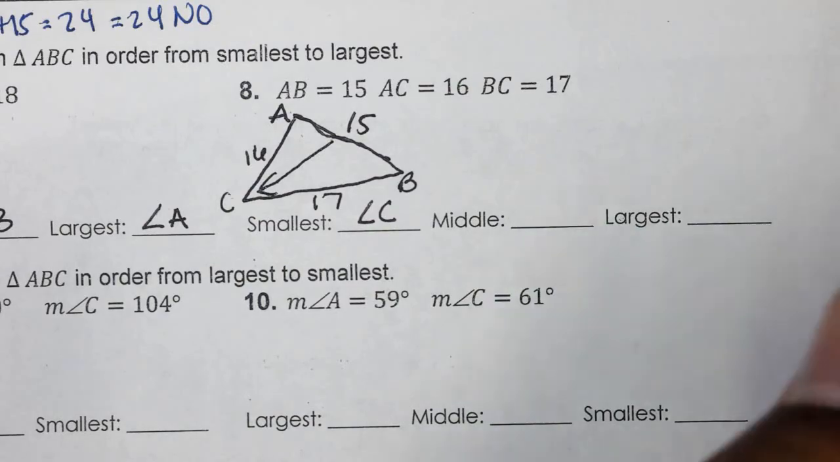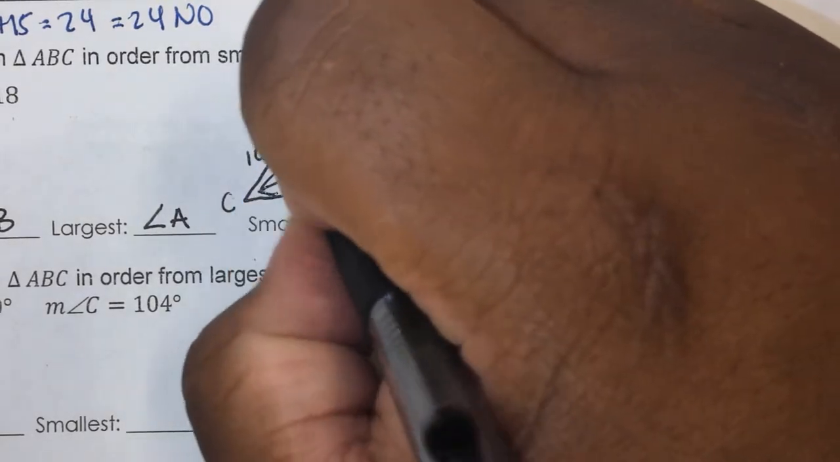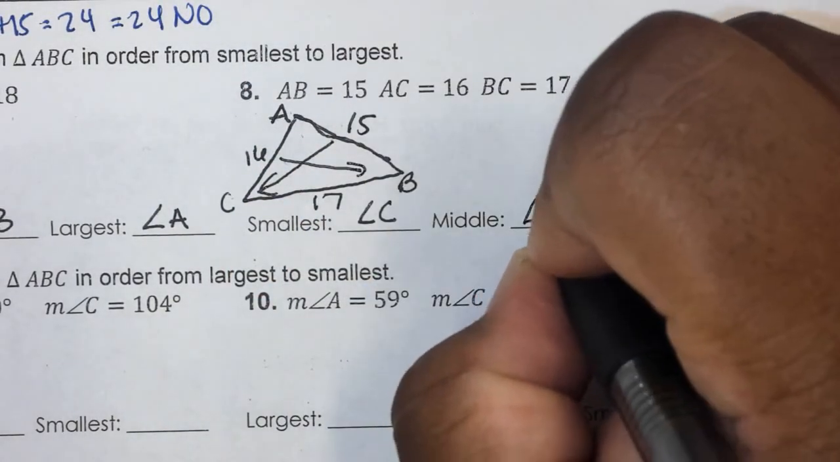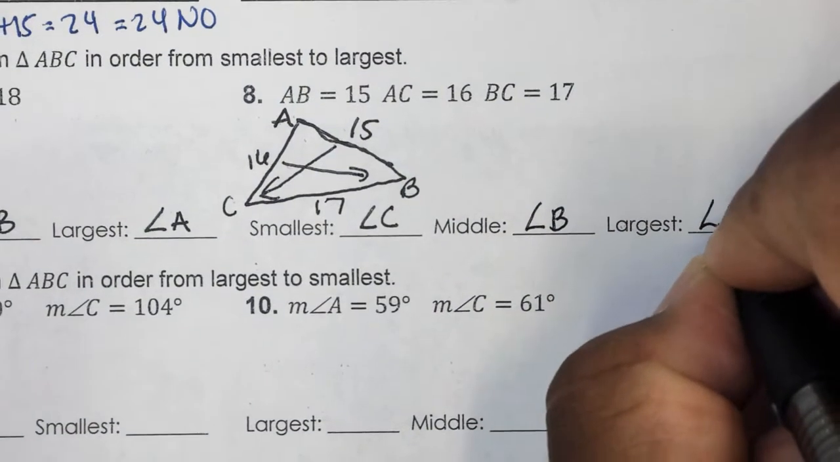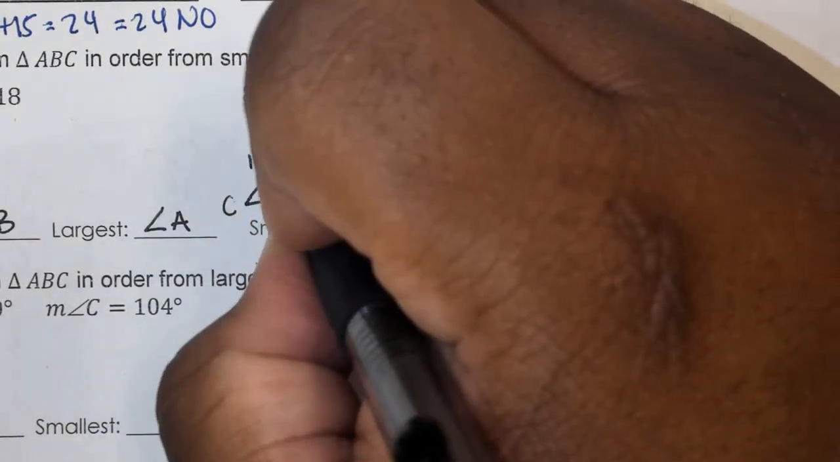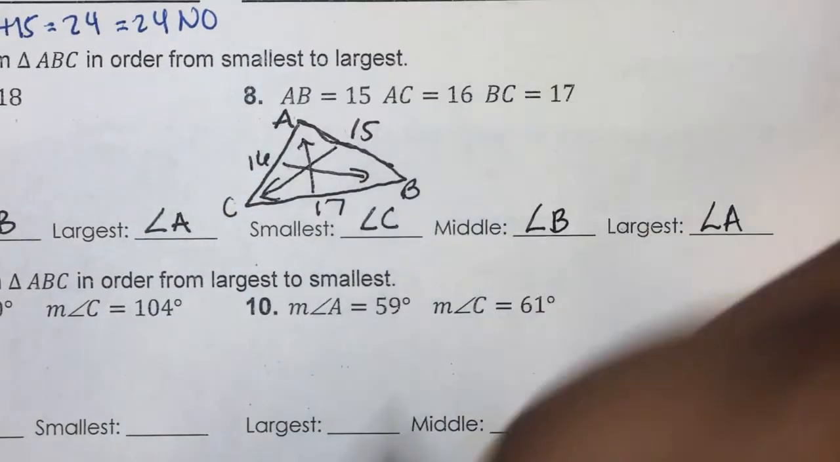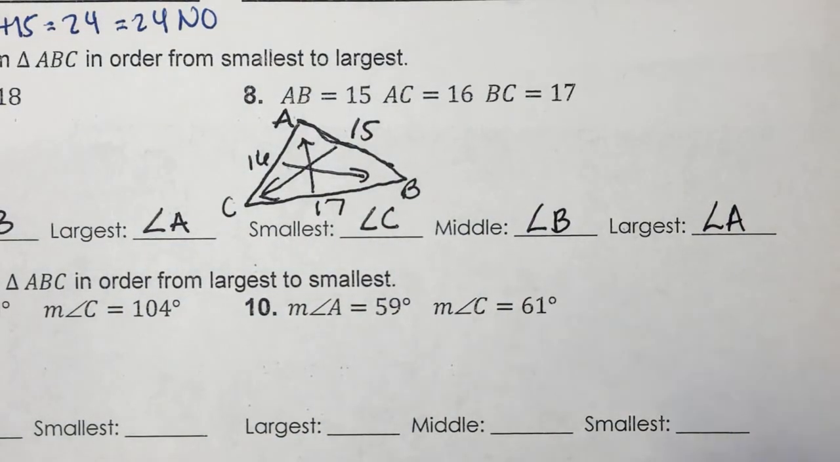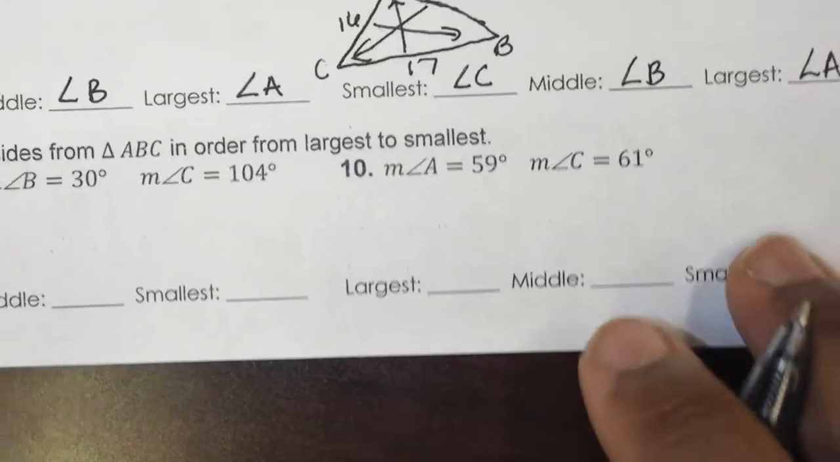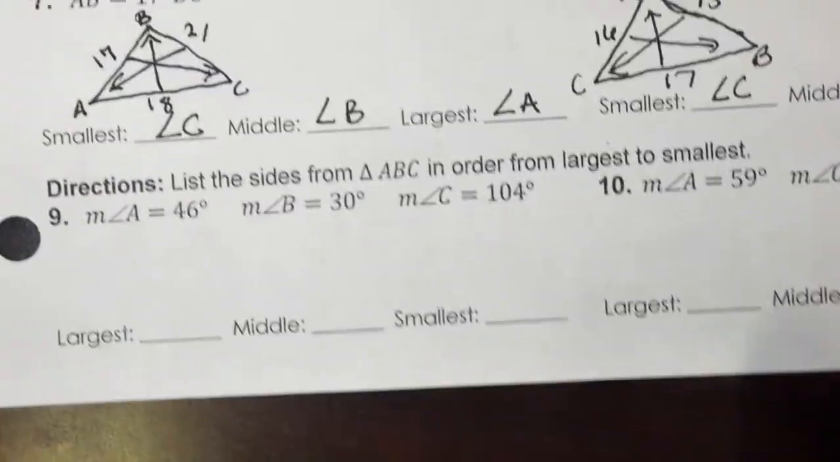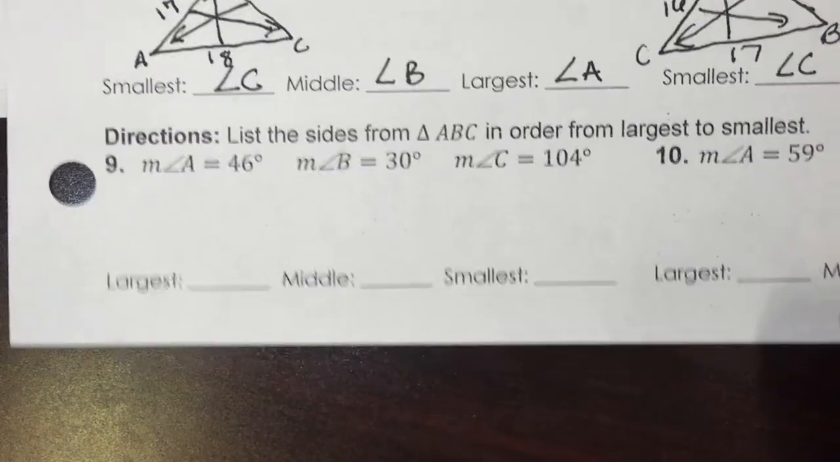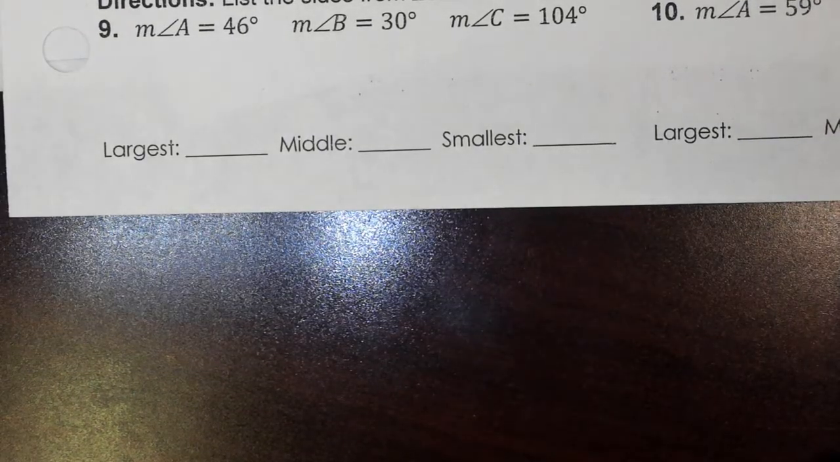What's my middle one, Zoe? Angle B, and then largest is angle A. Won't always end up that way, so don't think that's how they're going to end up. They will be mixed. That's just how these two worked out. So that's finding your angles, smallest to largest.